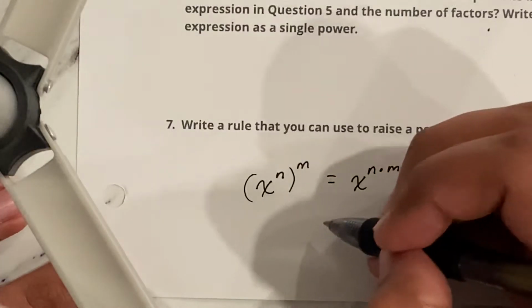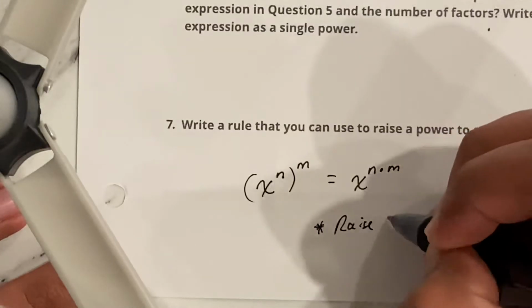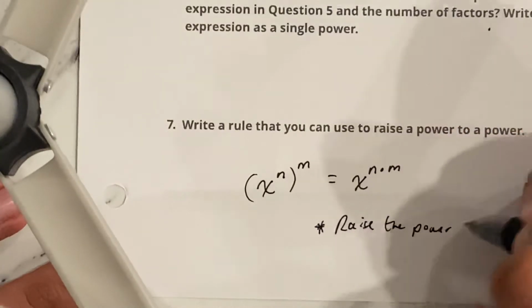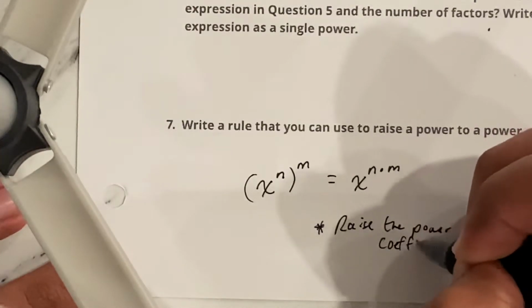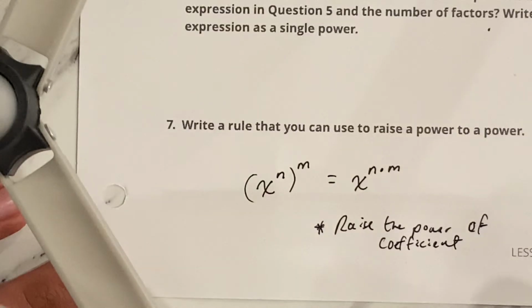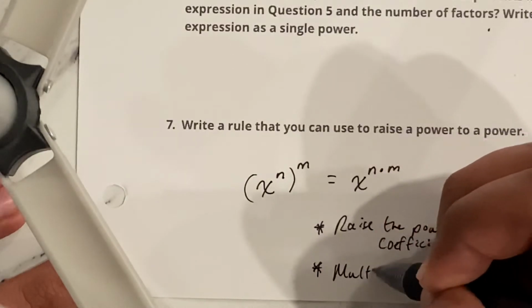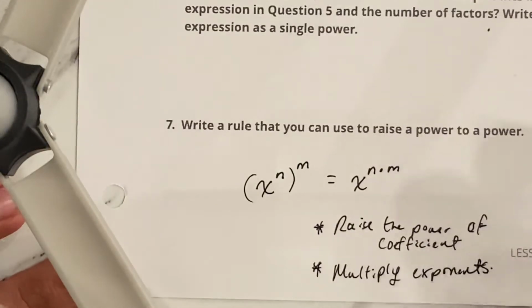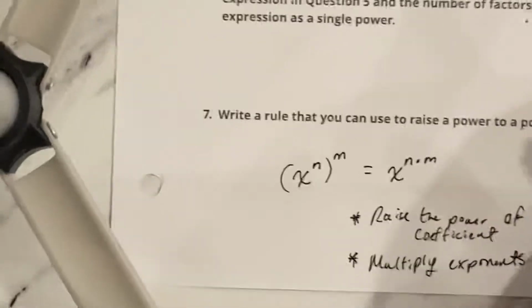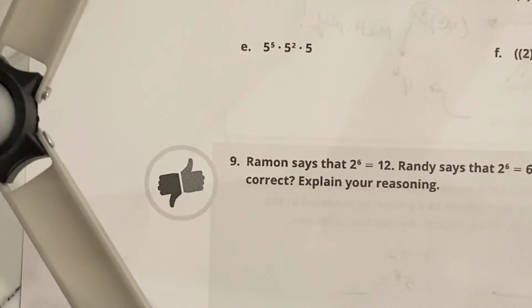What are some key things to recognize? When I have a coefficient, you raise the power of the coefficient. We'll talk about that more later. Sorry for my ugly handwriting. Raise the power of the coefficient and then multiply exponents. Again, like I said, we'll get to talk a little bit more about this later. Awesome, awesome. Very, very cool stuff.